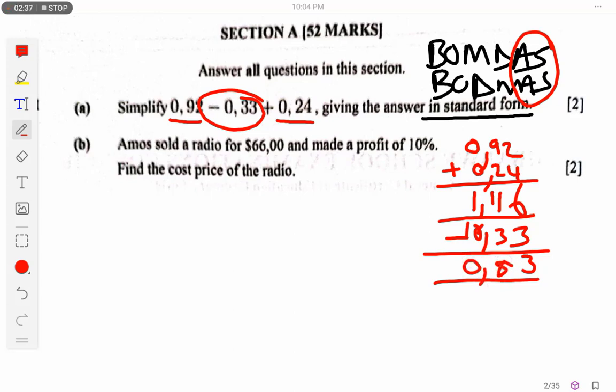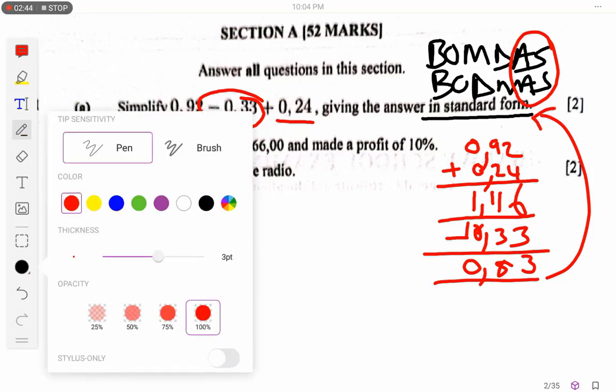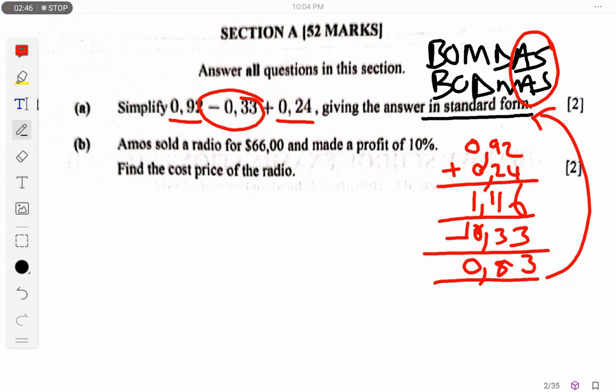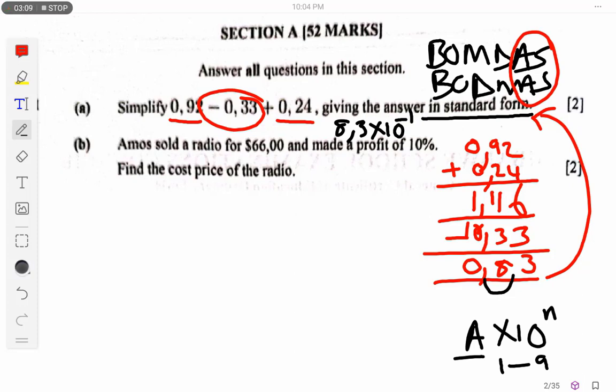So I'm getting 0.83. But we have to convert it to standard form. So what you do now, guys, because we have 0 point there, we are going to move our comma to there. Remember, our standard form is A times 10 to the power of n, where A is a number from 1 to 9. So our answer will be 8.3 times 10 to the power of minus 1, like that.